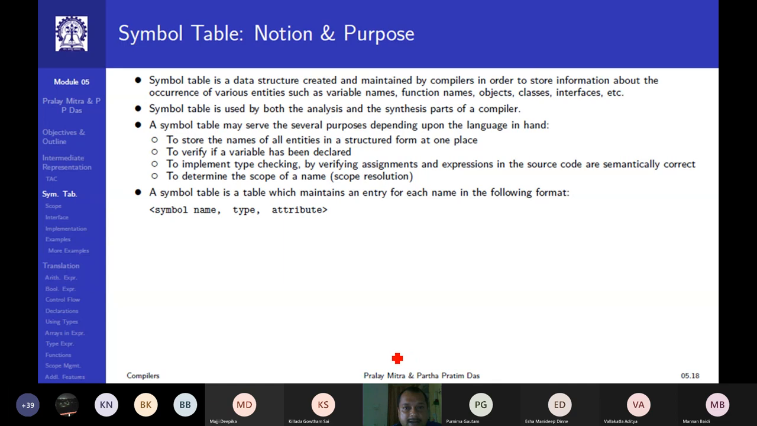Now a symbol table may serve several purposes depending upon the language: to store the names of all entities in a structured form in one place, to verify if a variable has been declared, to implement type checking by checking assignments and expressions, to determine the scope of a name. Those things I will discuss when I take a little more complicated example of a source program and draw the symbol table for it.